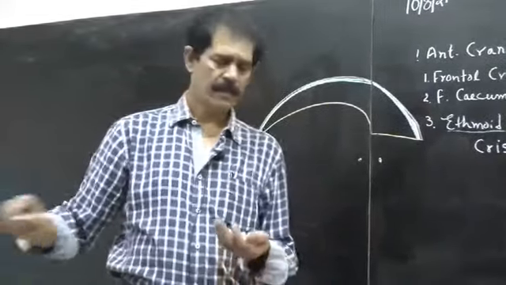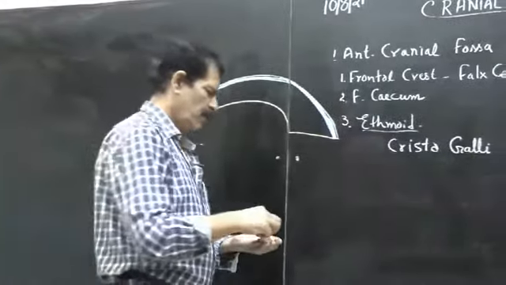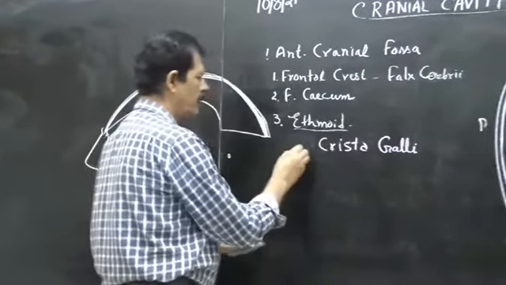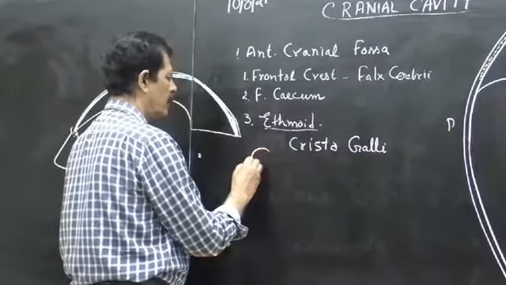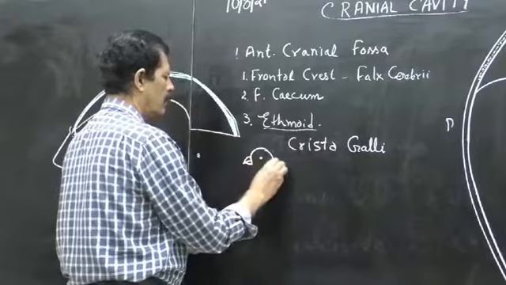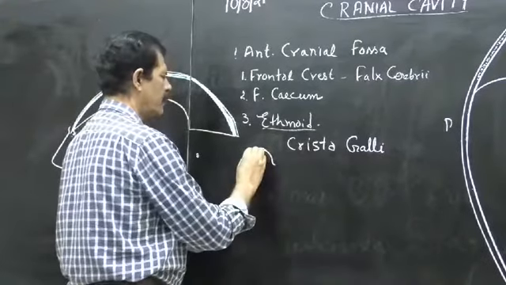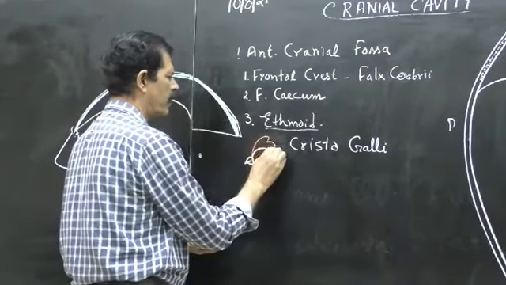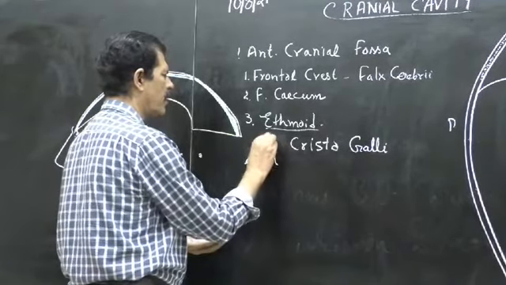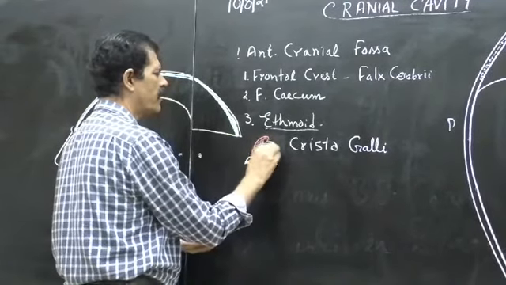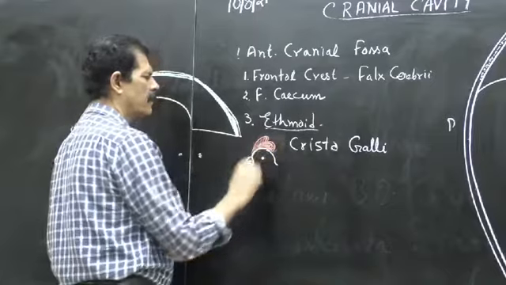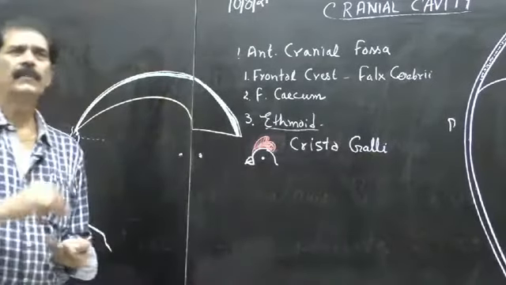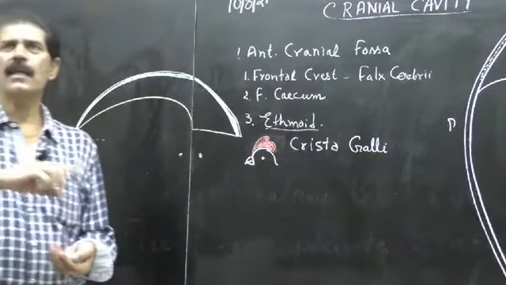Galli means hen. So when you see the hen, what is the crista galli? It is the red colored hood of the hen, which is called the cock's comb. So it resembles the cock's head. So that's why the name is crista galli.